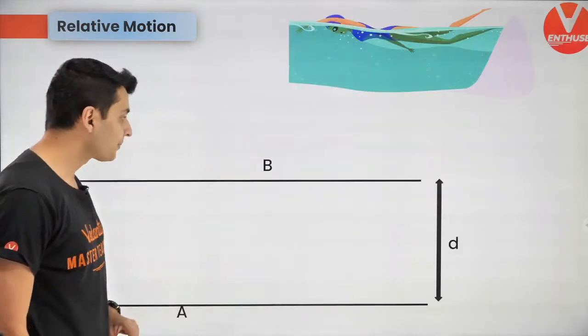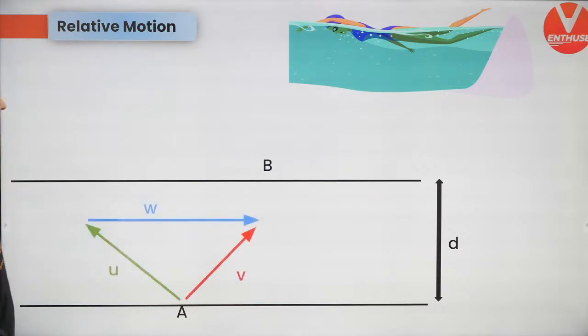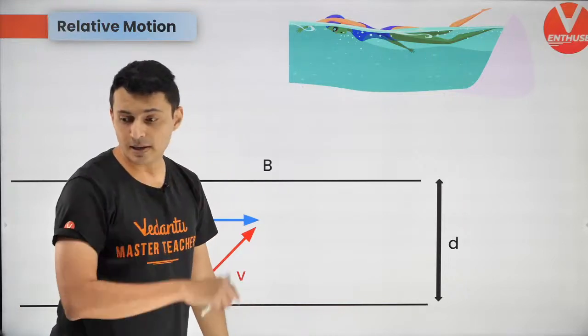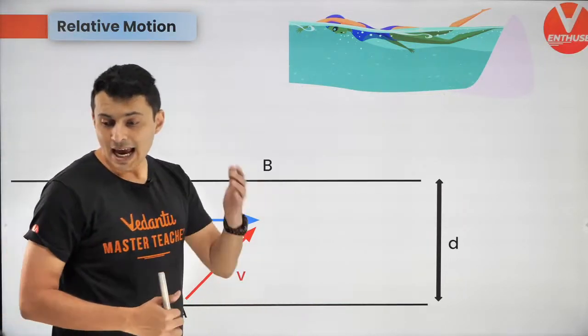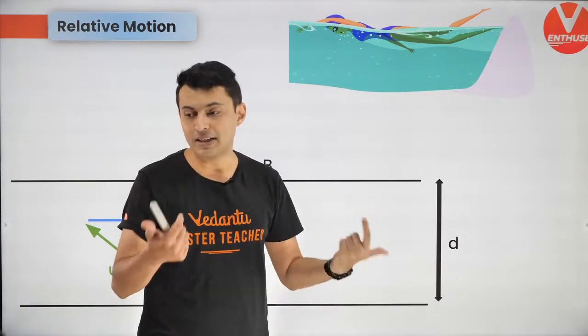Keep this in mind. Okay, next up, crossing the river. This is a river of width D. The angle will be given to you, or you will have to find it out by geometry.